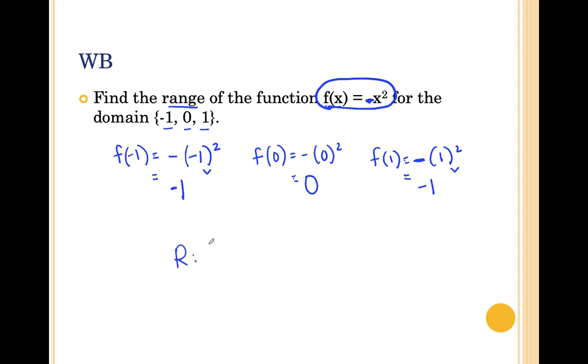And the range are all of our y values. So these are our 3 y values. Since there are 2 that are the same, we don't repeat them. We just list them in order from least to greatest. So our range is -1 and 0.